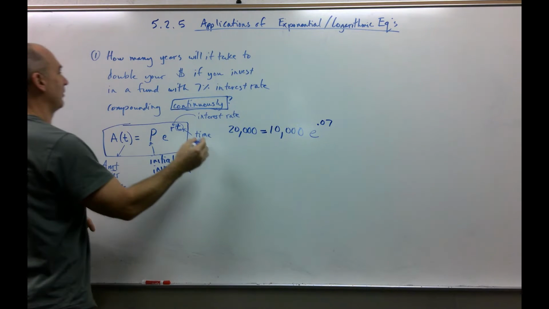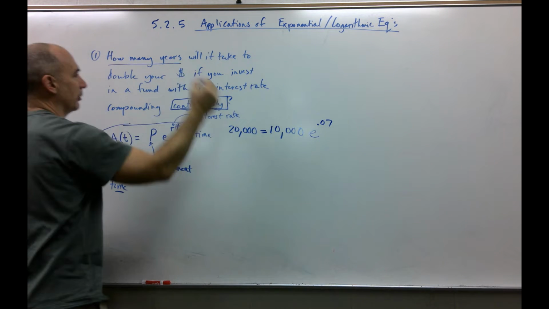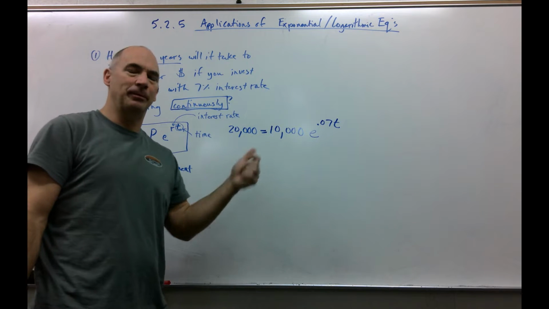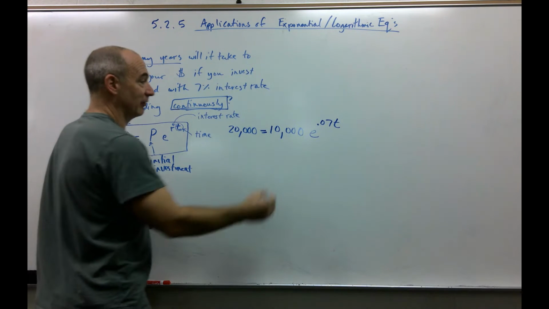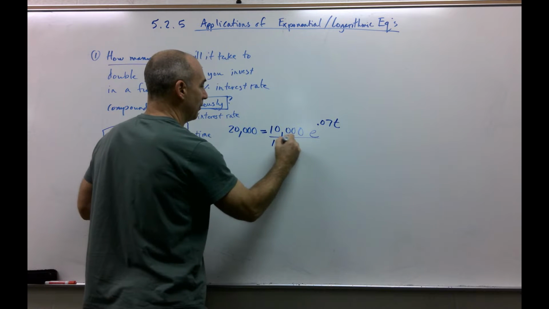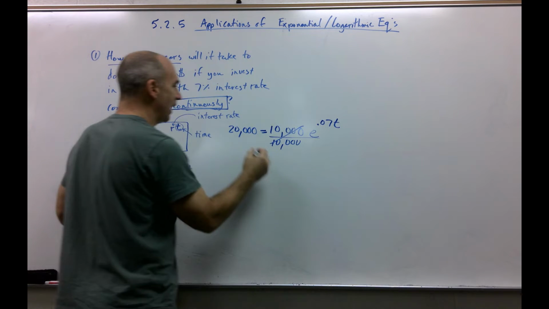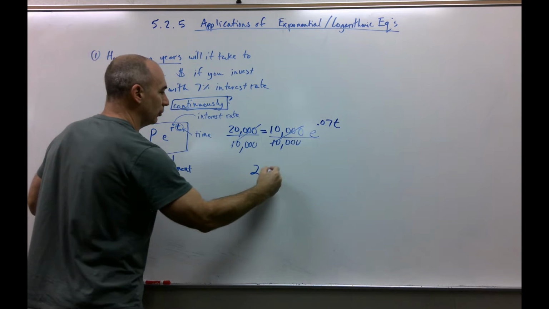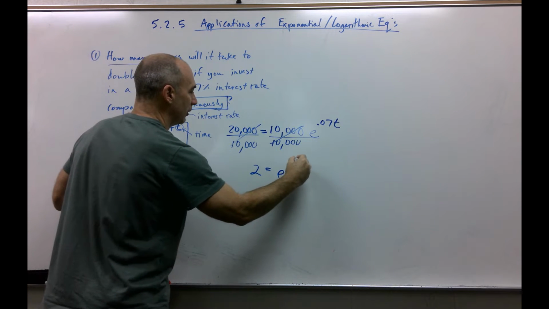And it's asking us how many years, so it's saying find t. Notice where our variable is. It's stuck up in the exponent. So we've got to solve this. Just basic math 101: divide by 10,000. Divide by 10,000. So that would be 2 equals e to the 0.07t.